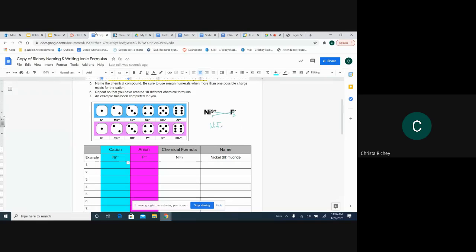Do we all want the paper version to write stuff out on? You can do it online, and then you just go and scan it.